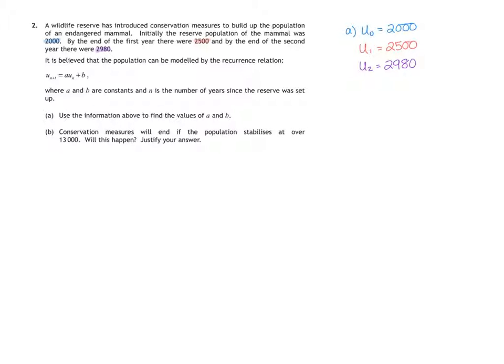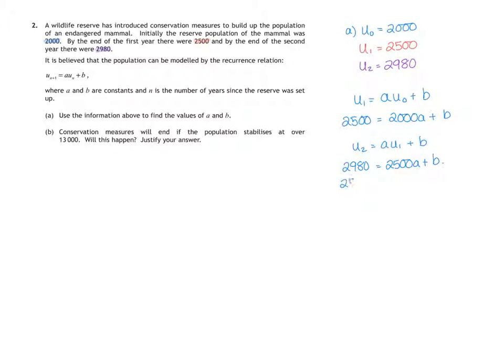So our first one would be that U1 is equal to A U0 plus B. If we put in our numbers, we get 2,500 is equal to 2,000A plus B. And then we're going to have U2 is equal to A U1 plus B. So we're going to get that 2,980 is equal to 2,500A plus B. So we've got simultaneous equations now because we've got two equations and two unknowns.